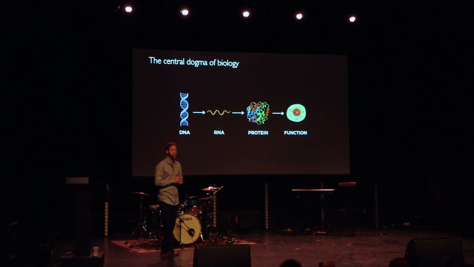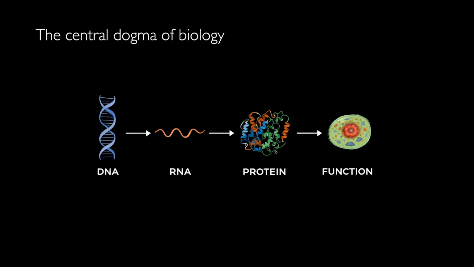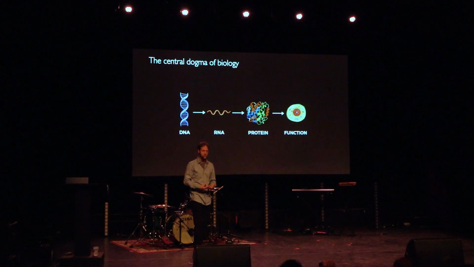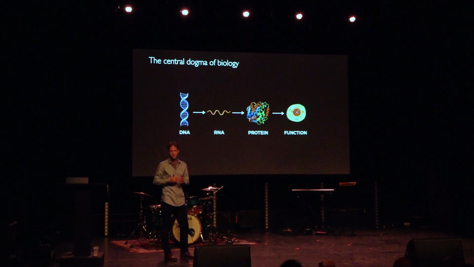So here's the classic picture. We've got DNA that contains our information, that is transcribed into RNA, which is then translated into protein, and those proteins create a certain behavior in the cell or have a certain function. And this is called, by Watson and Crick, the central dogma in biology.